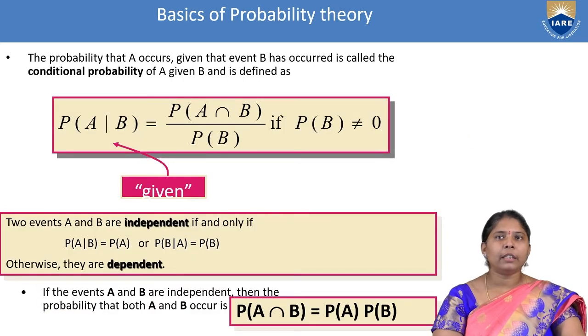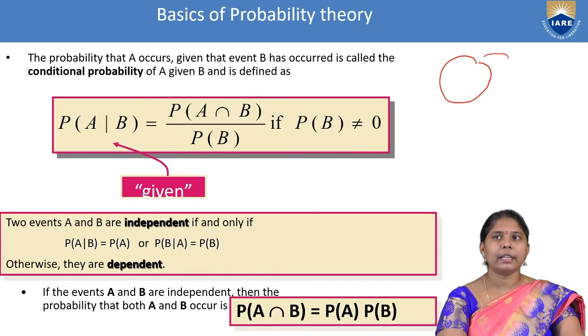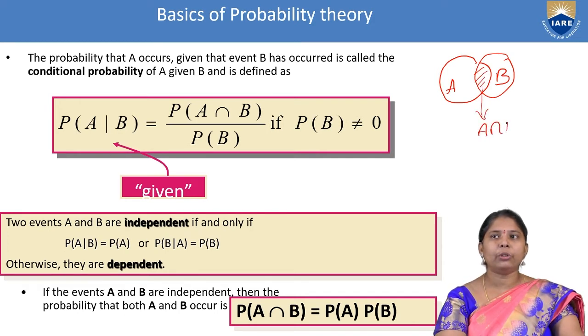Next, we have conditional probability and joint probability. In set theory, you know set A and set B, and this Venn diagram. The common region is known as the joint probability between A and B. It is denoted as A intersection B. So it is called the joint probability between events A and B.